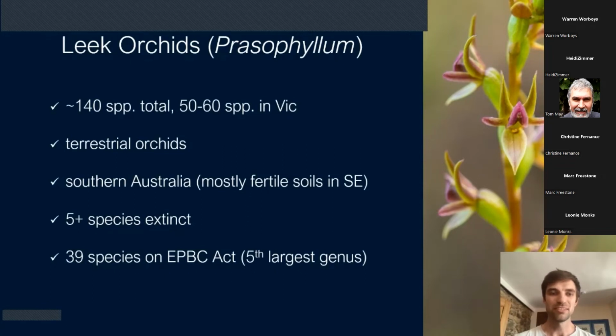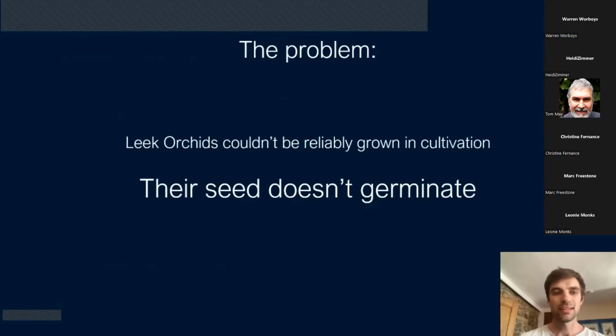And Prasophyllum is the 5th largest genus of all plants on the EPBC Act by number of species listed. So yeah, there's a lot of threatened leek orchids. And that's unfortunately not a phenomenon that's particularly unique to leek orchids. There's a lot of endangered plants in the world, but in Australia, leek orchids have got this kicker that they just weren't able to be grown reliably in cultivation. For some reason, the seed wouldn't germinate.